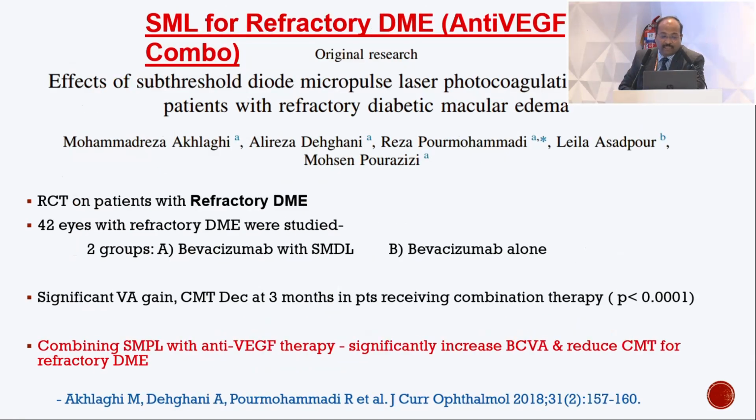Now, this was very interesting. Klagi et al. looked at what we really are kind of trying to gun for: micropulse laser for refractory DME, the anti-VEGF combo. Where is the place of micropulse in combination with anti-VEGF? They picked only refractory DME eyes, 42 eyes, 2 groups, bevacizumab and micropulse diode versus bevacizumab alone. And they found significant visual gains and CMT decrease at 3 months in patients receiving the combination. So combining micropulse with anti-VEGF therapy significantly increased the visual outcomes and reduced CMT for refractory DME. So therefore there's definitely a shot in the arm for micropulse with combination.